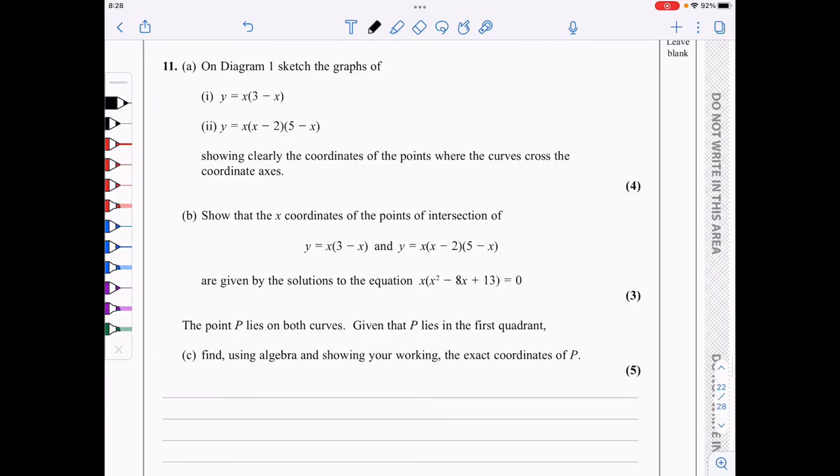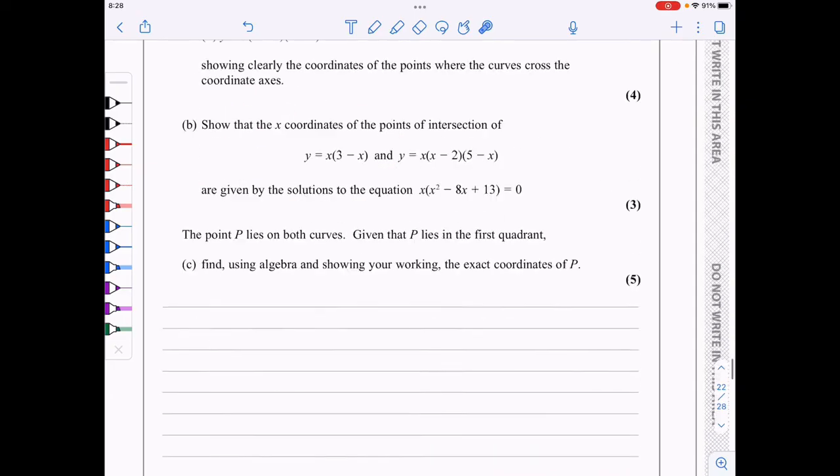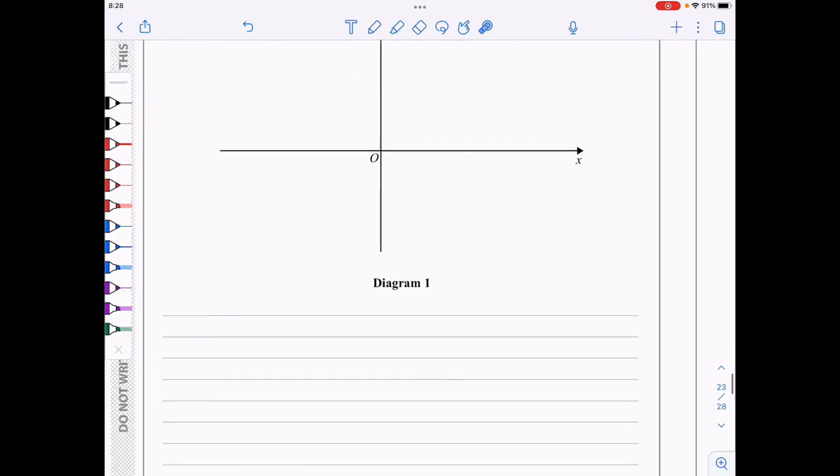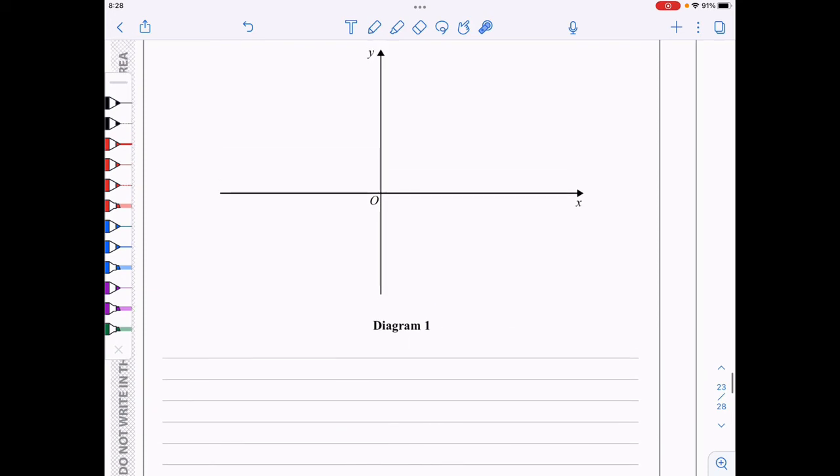In 11, we need to sketch the graphs of y equals x(3 minus x) and y equals x(x minus 2)(5 minus x), showing clearly cuts on the coordinate axis. So with these type of questions, I like to write down a few things that I know for sure. So we start with y is x(3 minus x). It is clear that if we expand, we get a negative quadratic, so the shape will be a sad face. It's gonna be something like this.